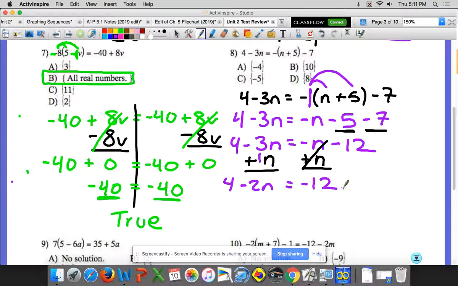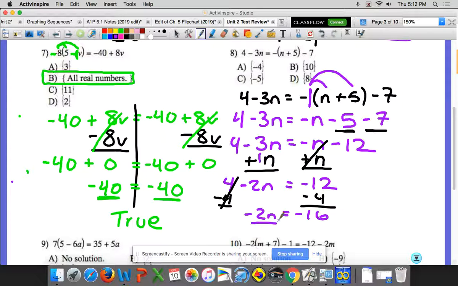So then we got to get the n by itself still. So we got to get rid of the other term, and that's 4. So we're going to subtract 4 from both sides. Those will cancel out. So we're getting closer and closer here to getting n by itself. So we have negative 2n equals negative 12 minus 4, which is going to give us negative 16.